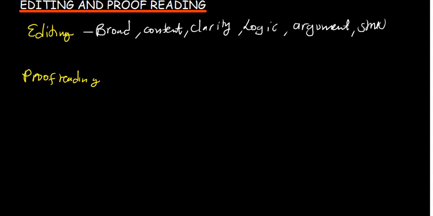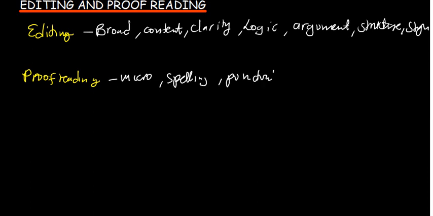Is the structure presentation okay? Is the style fine? So that is when it comes to editing. Now when you talk of proofreading, it's the final, micro process. It is so small. It is concerned with only spellings, punctuations, and grammar. Just that. Are there some errors in spellings? Is your grammar okay? Is there proper punctuation?